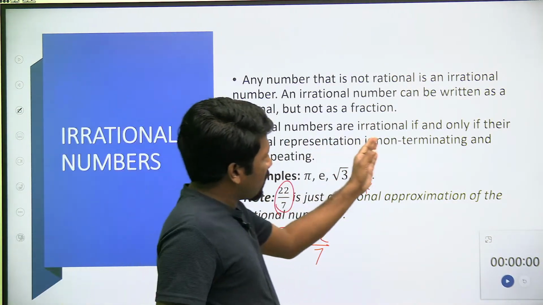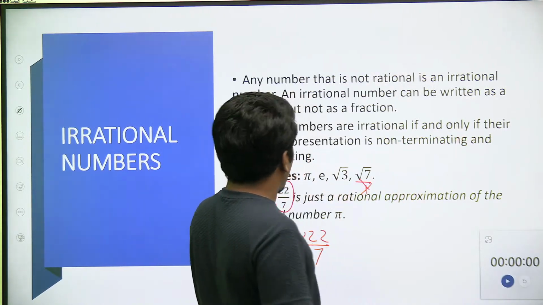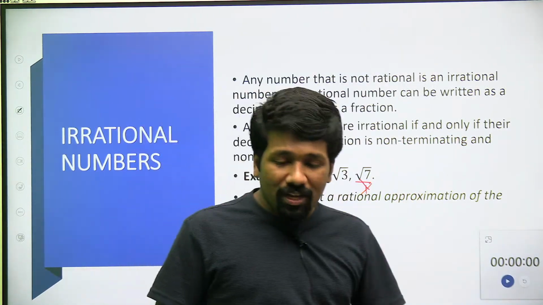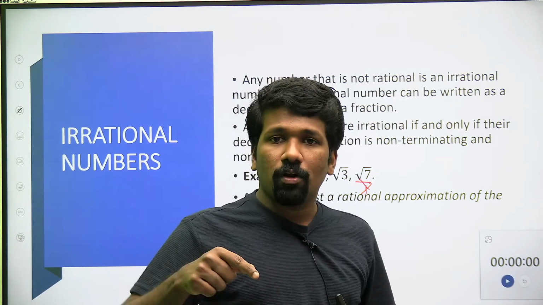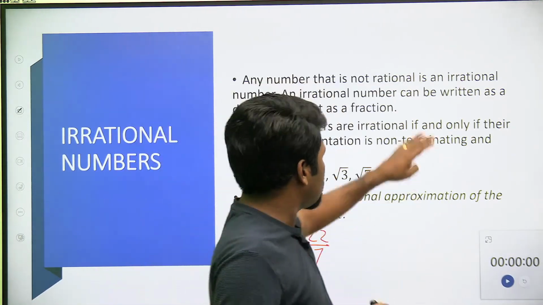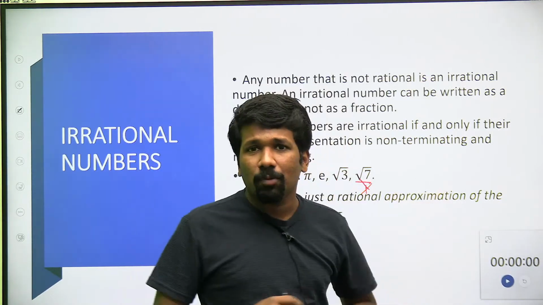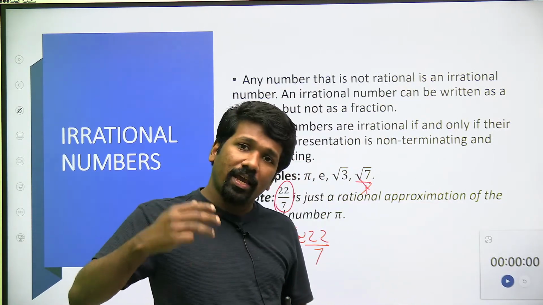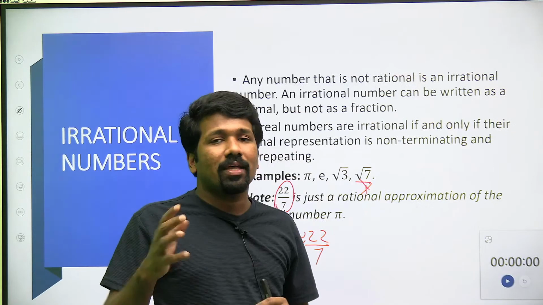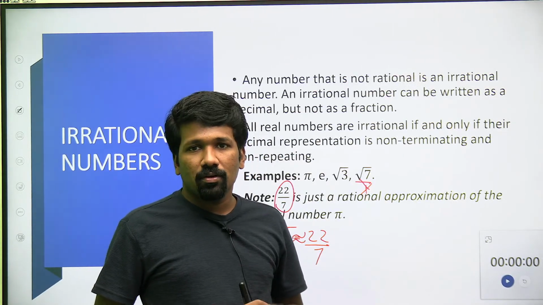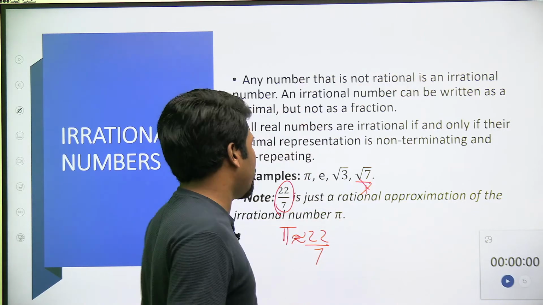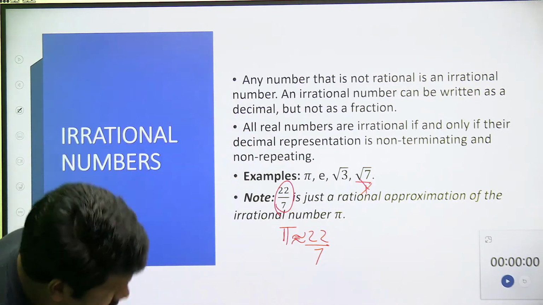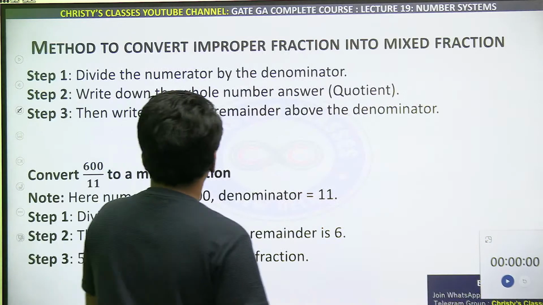So decimal representation non-terminating भी होगा, non-repeating होगा. Non-terminating means it will never end. Pi का value 3.1416, it will never end. That is why it is non-terminating. And it is non-repeating also. ये 1416 ऐसा again same pattern में repeat होगा, that is not possible. So that is why it is non-terminating and non-repeating. That is why it is an irrational number. So I hope all of you understood what is rational and irrational number.